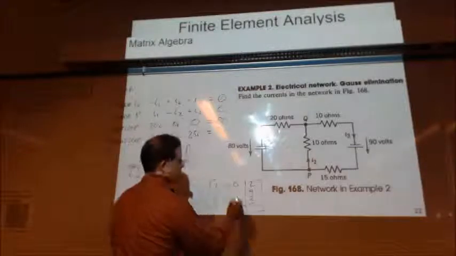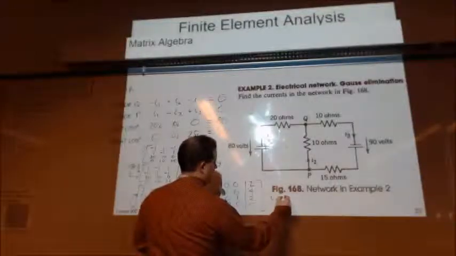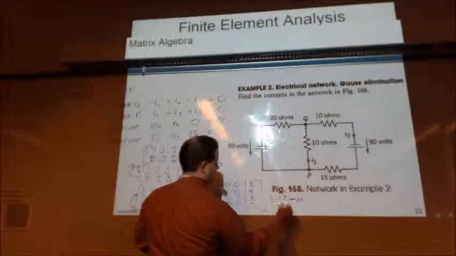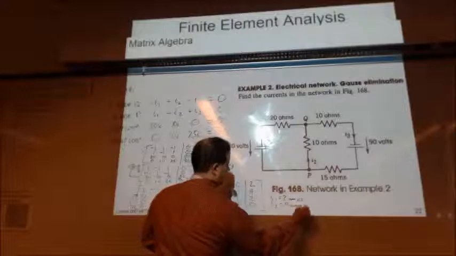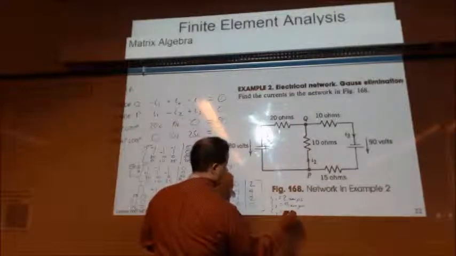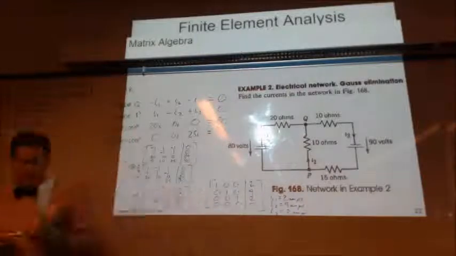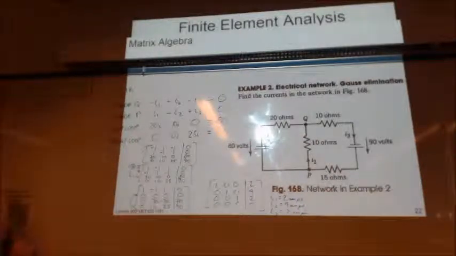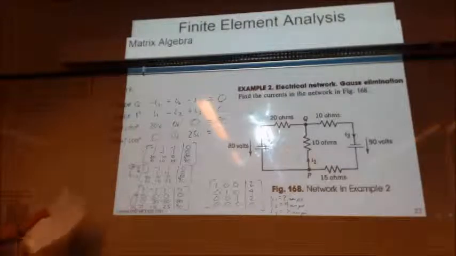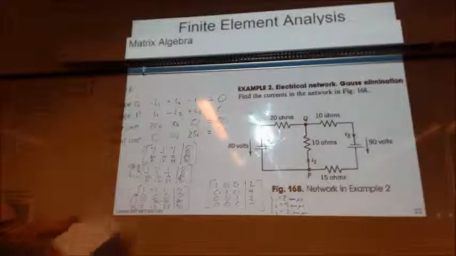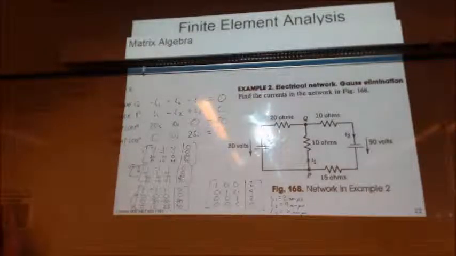So I1 equals 2 amps. I2 equals 4 amps. And I3 equals 2 amps. So that's how we can apply a system of linear equations and do reduced row echelon form of Gaussian elimination to get the solution for our unknowns.